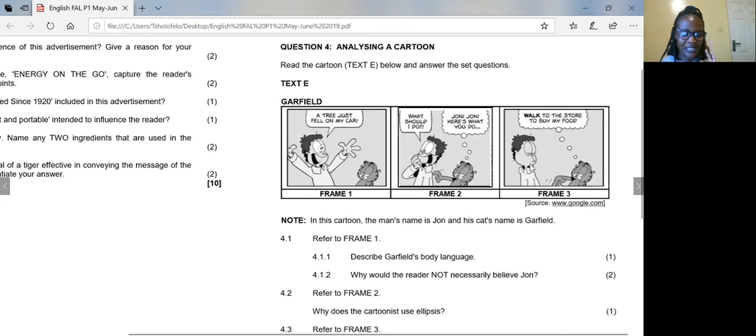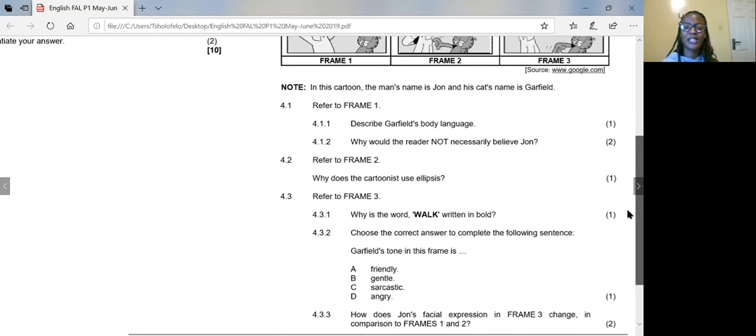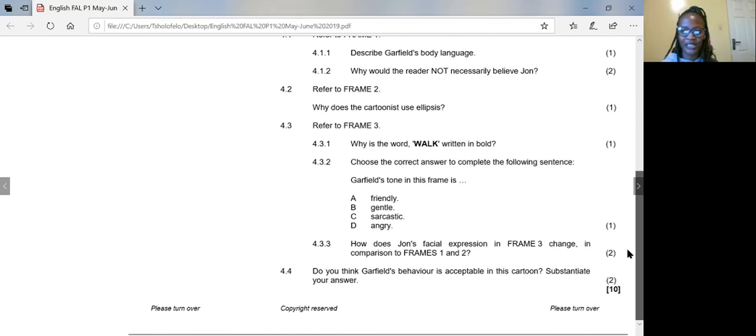Why do I say that he's disappointed or annoyed? It is because Garfield came up with a solution to say, even though a tree fell on your car, there's still another option. Remember, you can still what? You can still walk to the store to get me food. Please, question interpretation is important.